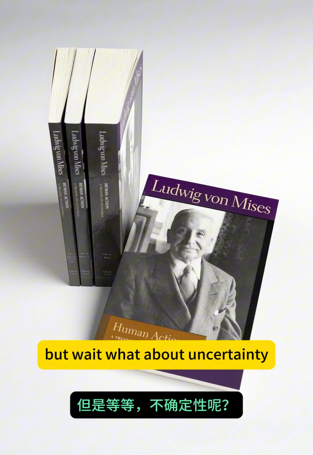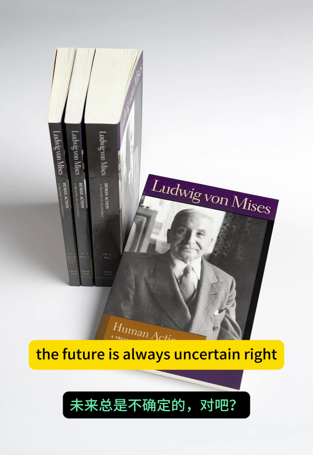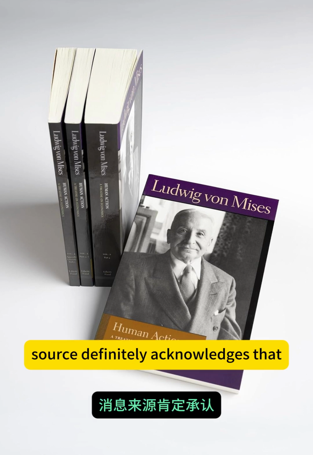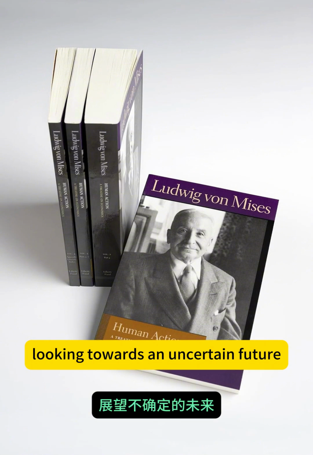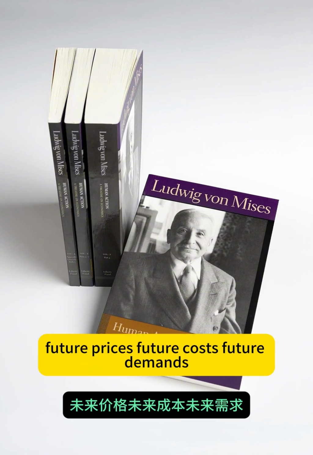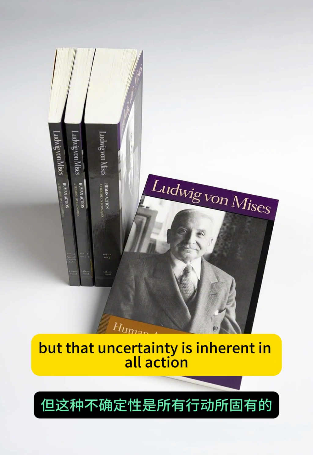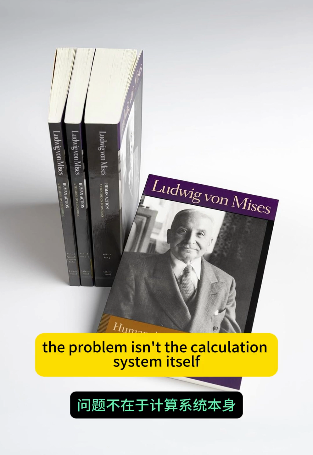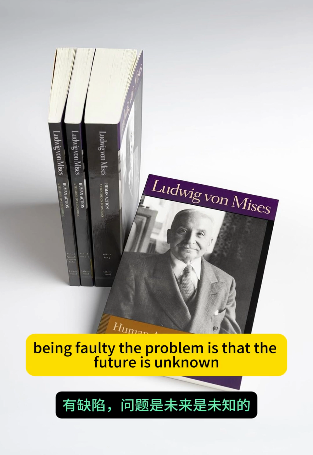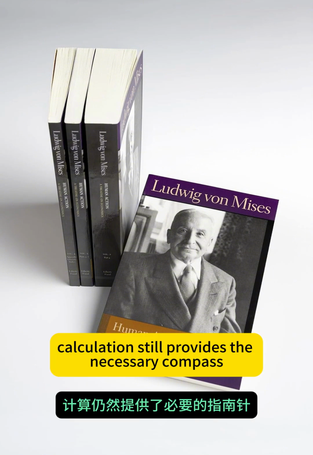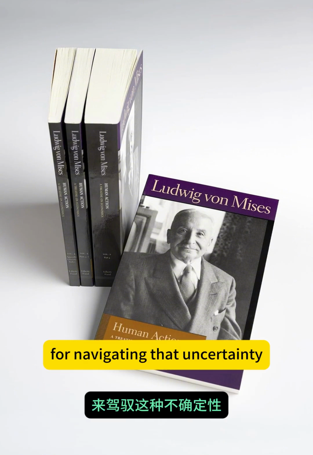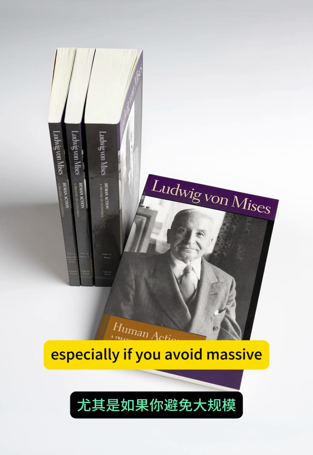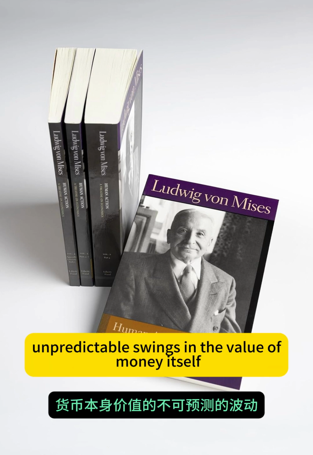But wait, what about uncertainty? The future is always uncertain, right? Doesn't that mess up calculation anyway? The source definitely acknowledges that. All calculation happens looking towards an uncertain future: prices, future costs, future demands. But that uncertainty is inherent in all action. The problem isn't the calculation system itself being faulty. The problem is that the future is unknown. Monetary calculation still provides the necessary compass, the best possible tool we have for navigating that uncertainty, especially if you avoid massive, unpredictable swings in the value of money itself.